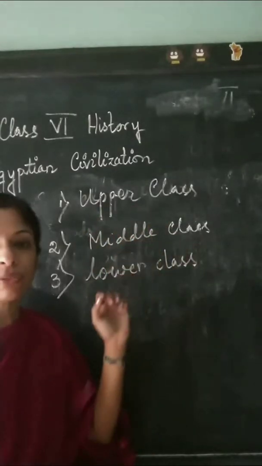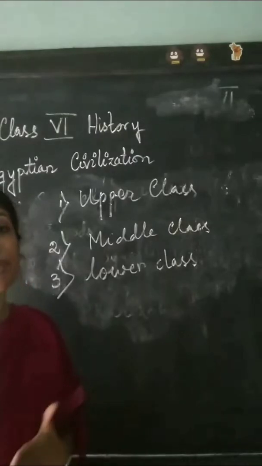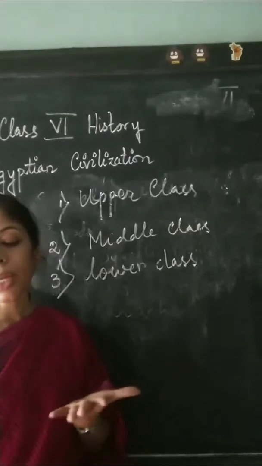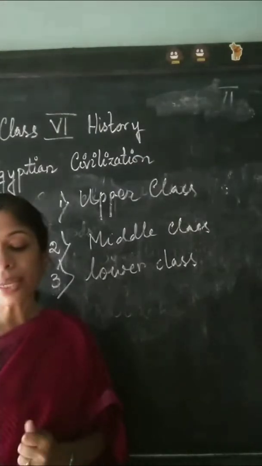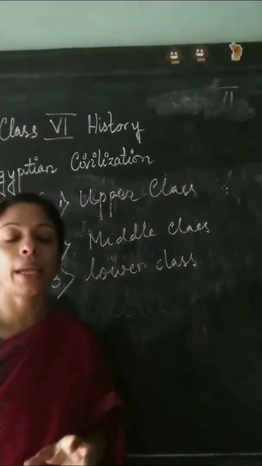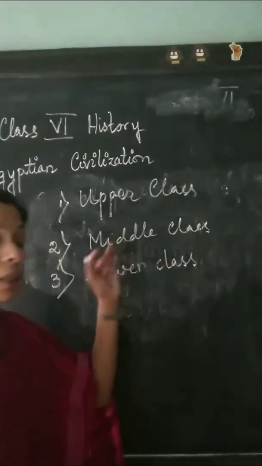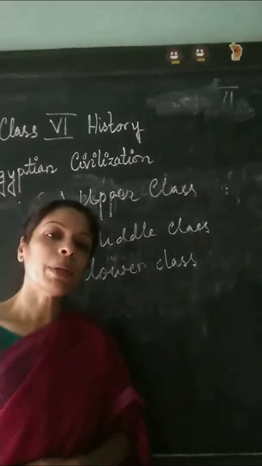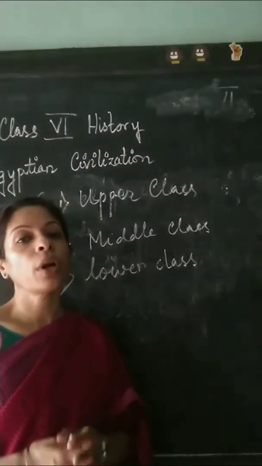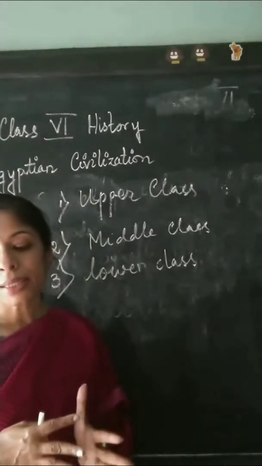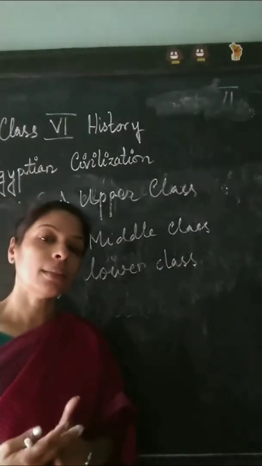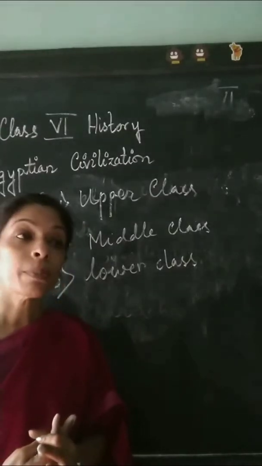It comprised the pharaohs, that is the Egyptian kings, the family members of the kings, then the rich landowners, the high officials, priests. All these people belong to the upper class of the society. And the people of the upper class enjoyed a lot of facilities which the other classes in the society didn't enjoy, especially the kings.